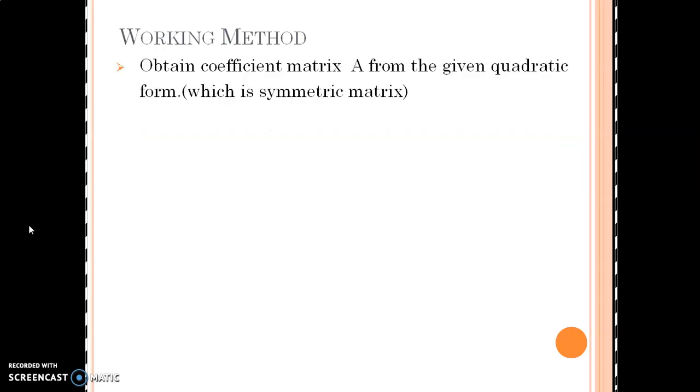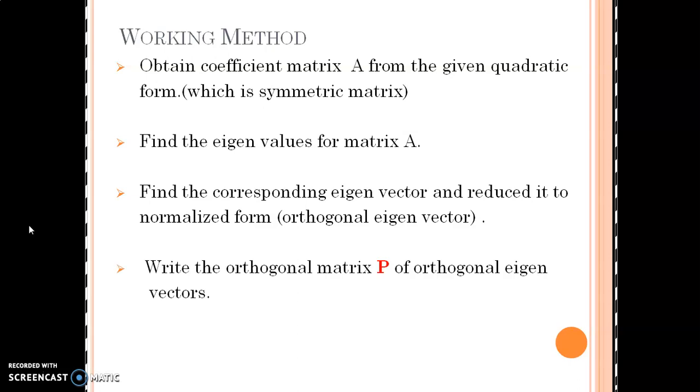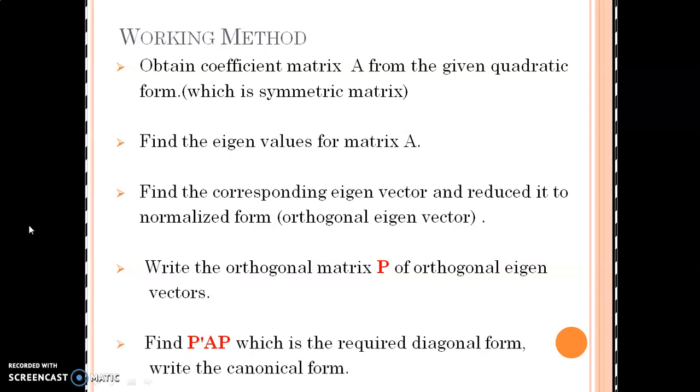Now the working method for solving an example wherein we will be converting quadratic form to canonical form. First of all, we obtain the coefficient matrix A from the given quadratic form. For this, we'll find eigenvalues. With the eigenvalues, we'll get corresponding eigenvectors, which will be reduced to normalized form or the orthogonal eigenvectors. The matrix consisting of all the orthogonal vectors will form the orthogonal matrix, and evaluating P transpose AP, we will get the diagonal form from which we can write the canonical form.